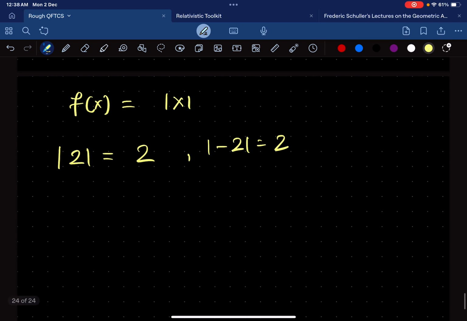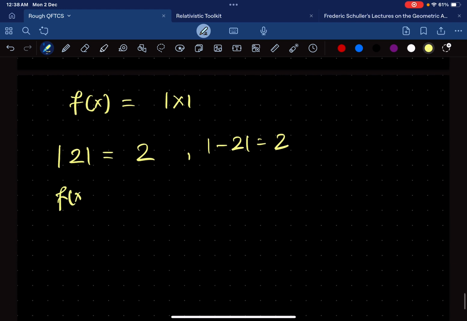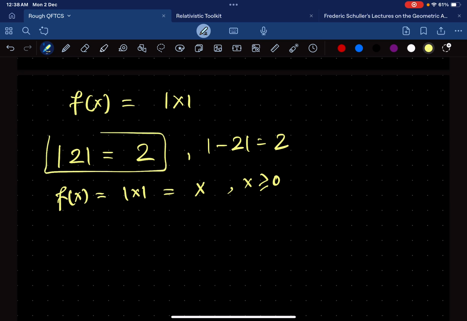Okay, how to write it in algebraic form? Suppose f of x is modulus x. That means it is equal to x when x is greater than or equal to 0. That is, when x is positive, mod x is x, just like here. Mod of 2 is 2, as 2 is a positive number. But when x is negative, it gives minus x.